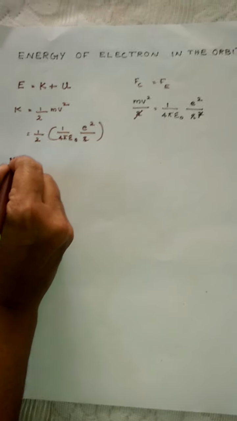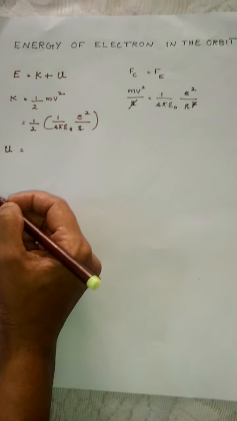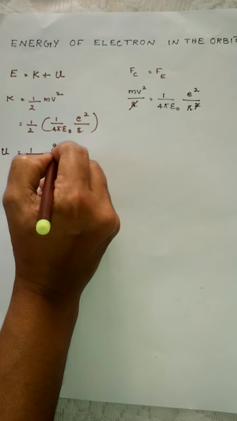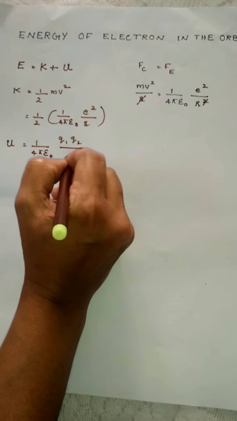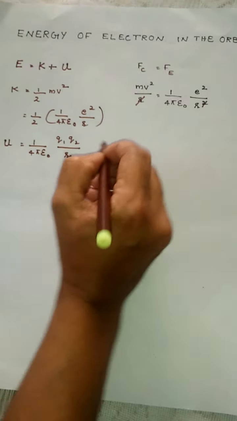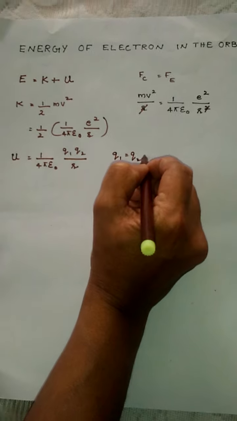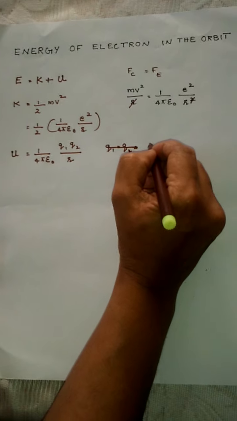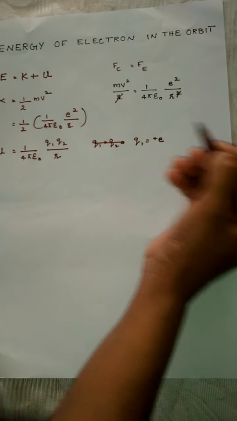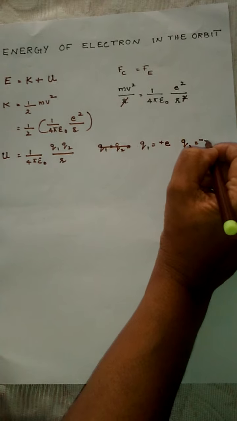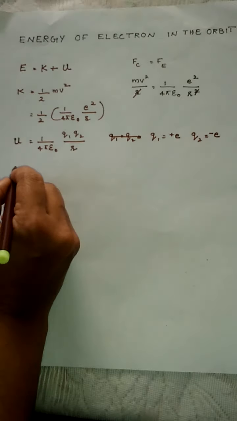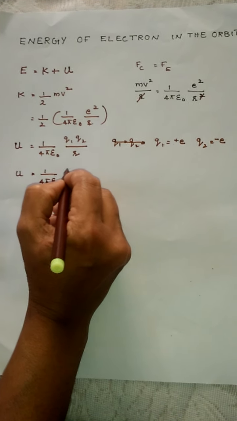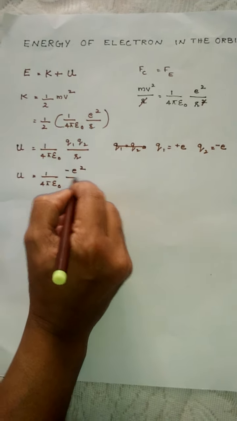And the potential energy U is equal to the electrostatic potential energy, 1 by 4 pi epsilon 0 q1 q2 by r. q1 is equal to plus e, the charge of the nucleus, and q2 is equal to minus e. So potential energy U is equal to 1 by 4 pi epsilon 0 into minus e square by r.